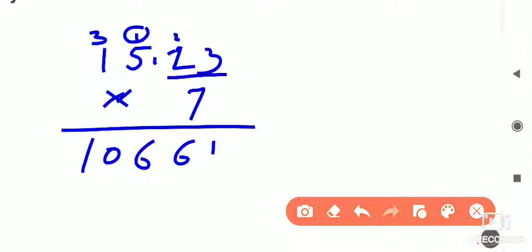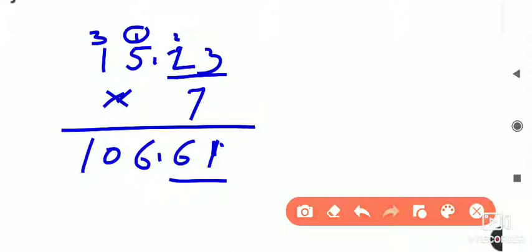So if you see here, after the point how many digits are there? 2 digits are there. So in the answer also you have to leave the 2 digits from the back side. So 1 and 6, you just leave from the right side and give the point. So the answer is 106.61. Understand all of you?